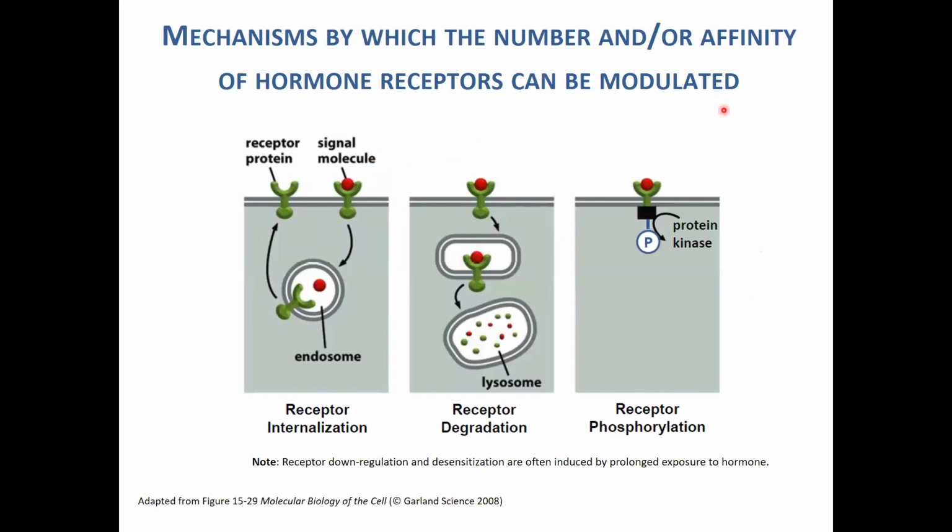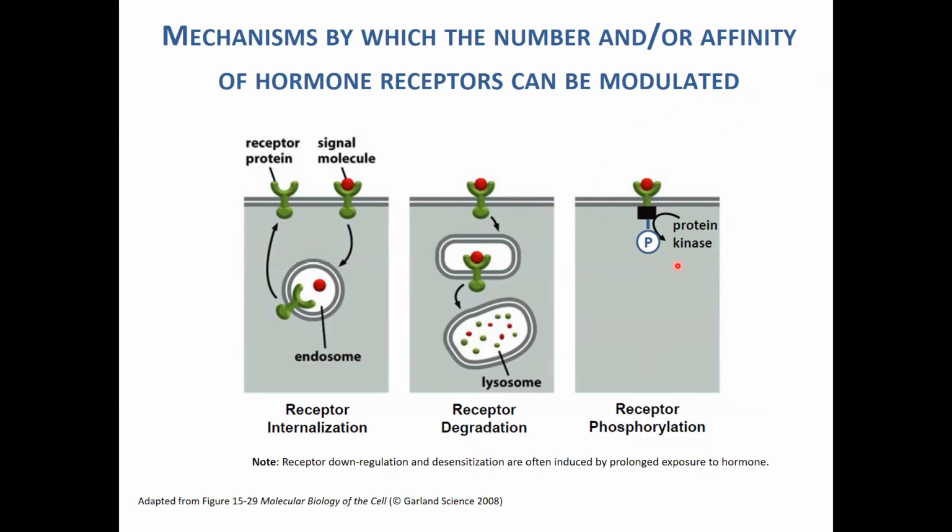So here are some of the mechanisms by which the number and affinity of hormone receptors can be modulated. If you have a hormone receptor bound to a molecule for a long period of time, it can induce receptor internalization. It can be internalized into endosomes, and when it's in there, it's no longer producing a biological effect. The receptor bound to the hormone for a long time can also trigger it to go into the lysosomes, the organelle which digests protein, so it digests that hormone receptor.